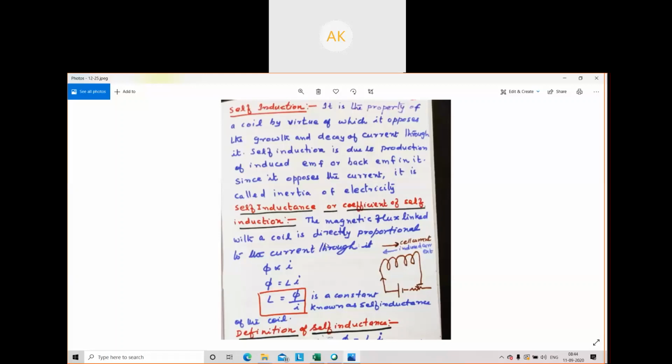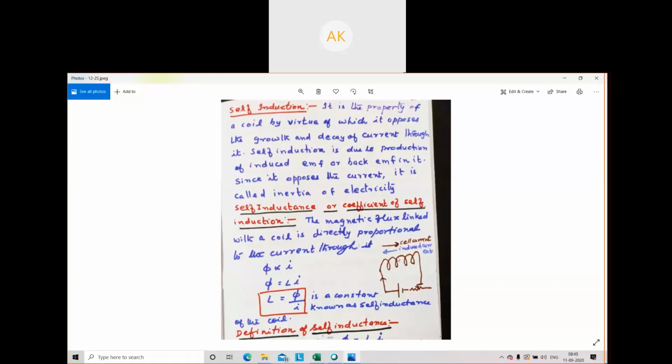So that is known as self-induction. It is the property of the coil by virtue of which it opposes the growth and decay of current. Decay also is opposed. We have discussed the growth of current. When we switch on the current, it goes from zero to maximum value. At that time, an EMF will be induced in the coil and it will send a current to oppose the cell current. I have marked here, cell current is towards right, and an induced current will flow towards left to oppose that change in current.